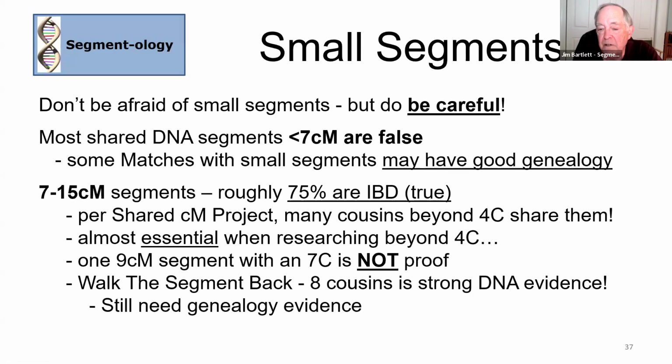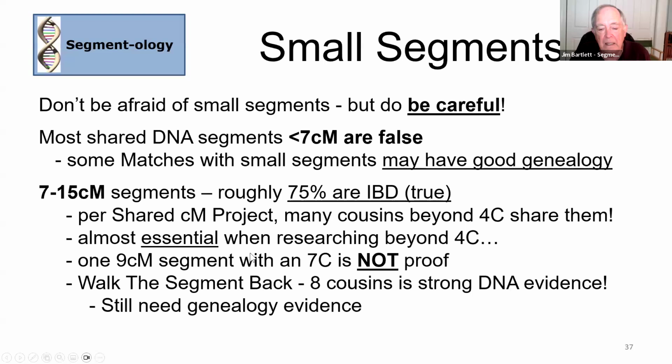About 50% of your fourth cousins won't share DNA with you. 50% will share DNA with you. But what about those fourth cousins that don't share DNA with you? Are they chopped liver? No, they have good trees. They might have Bibles. They might have pictures. They might have some pretty good information for you. So anyway, 7 to 15 are roughly 75% true. And a lot of cousins may share these.